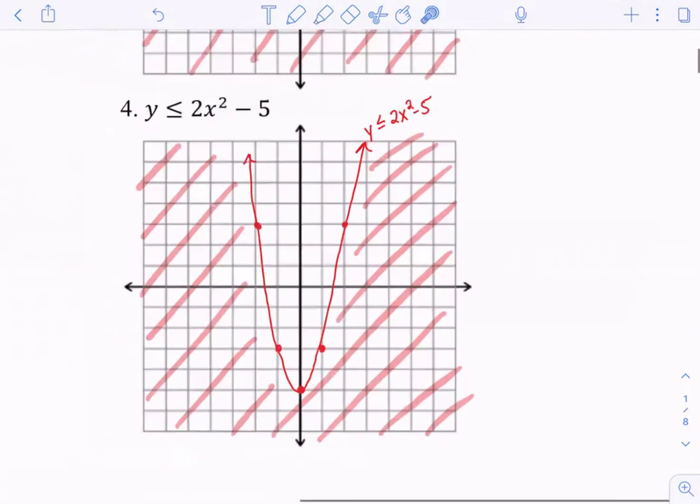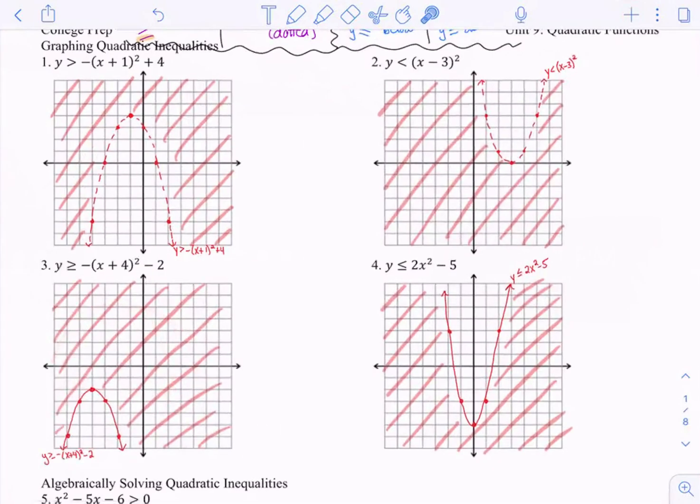So everything in the shaded region is a solution. If it's a dashed line or a dotted line, any point on the line is not a solution. But here, since it's a solid line, any point on the line, so this right here, is a solution. So that's how you graph quadratic inequalities.